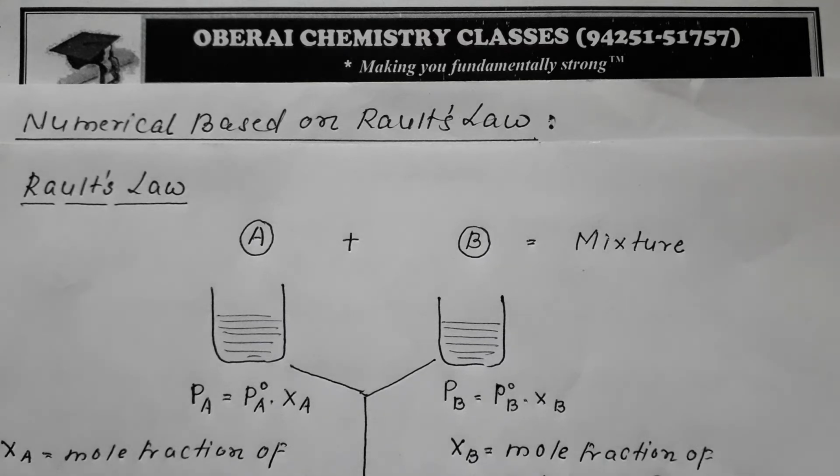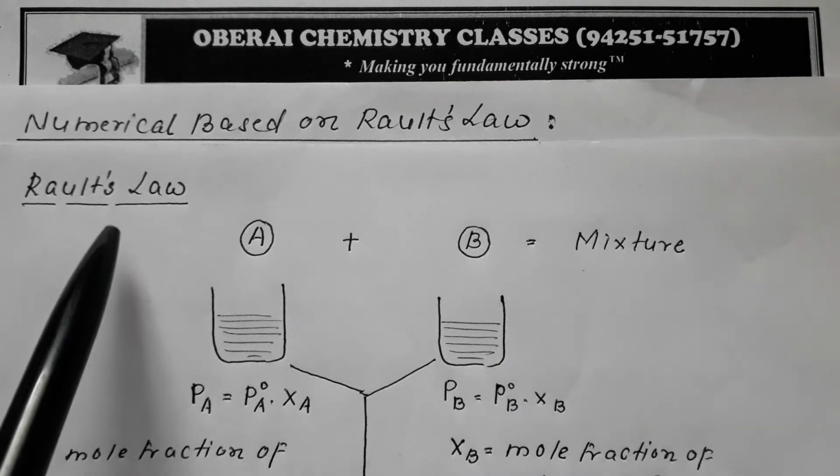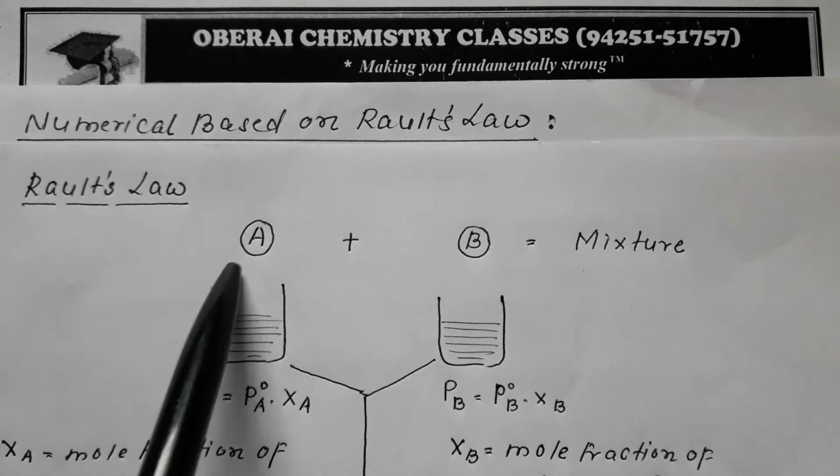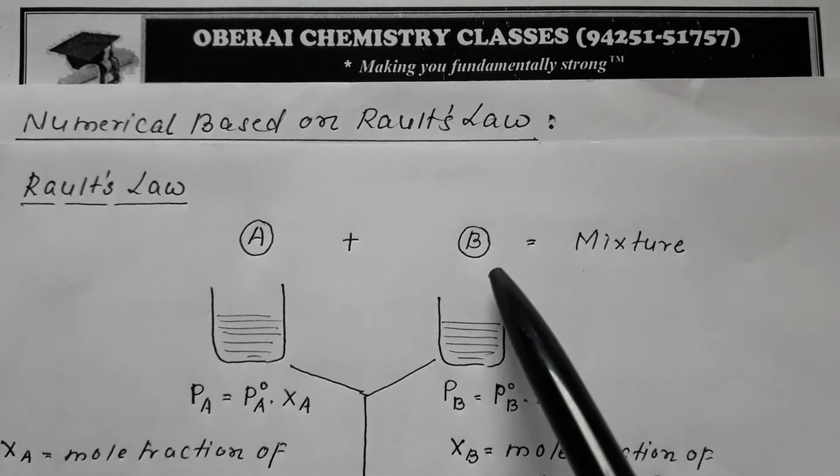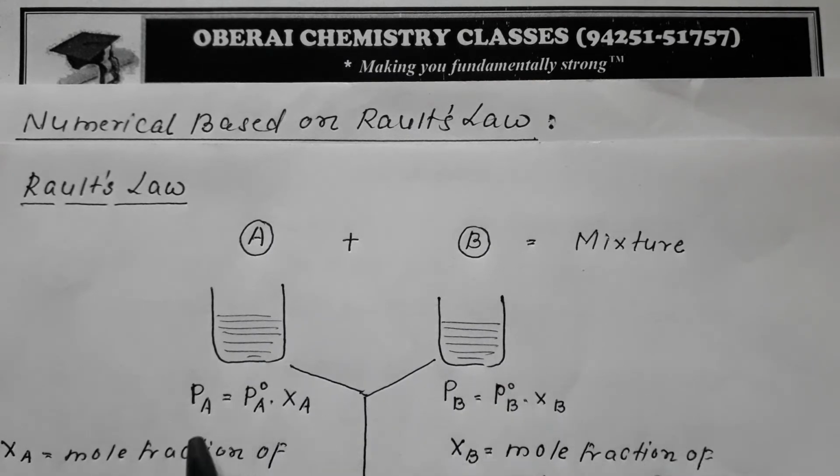Now we are dealing with the numerical based on Raoult's law. As we have already done Raoult's law, what this law says is, if there is one component A and another component B whose vapor pressures are PA and PB.